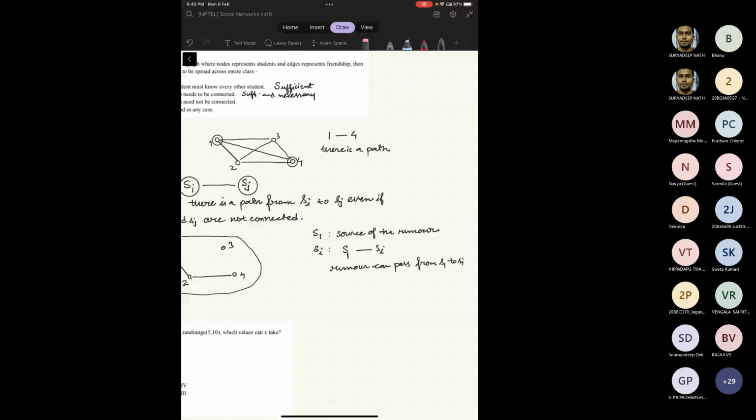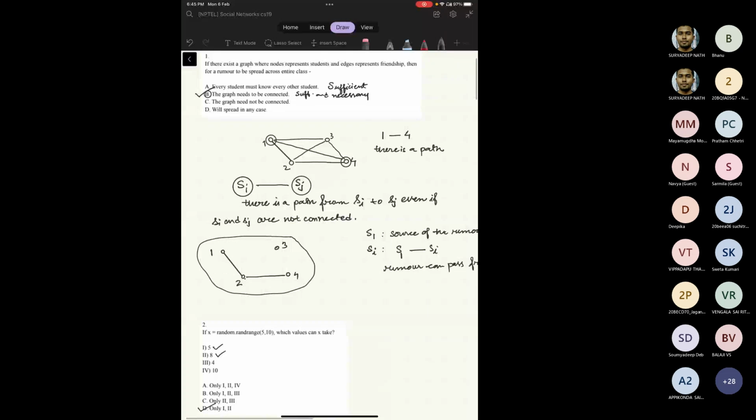So the rumor can pass from S1 to Si. So option B is the sufficient and necessary condition. If the graph is not connected, I have shown it in this figure over here. Let's say 3 is not connected to 1, 2, and 4. In this case, 3 is completely isolated.